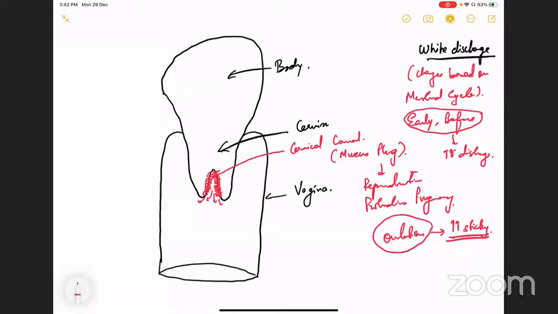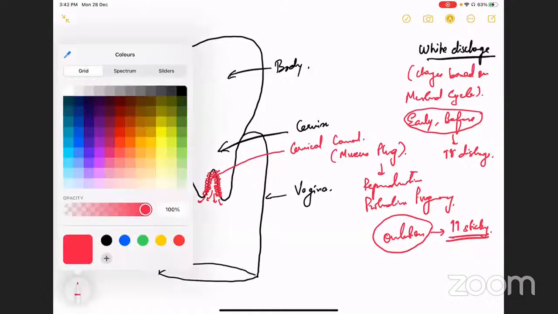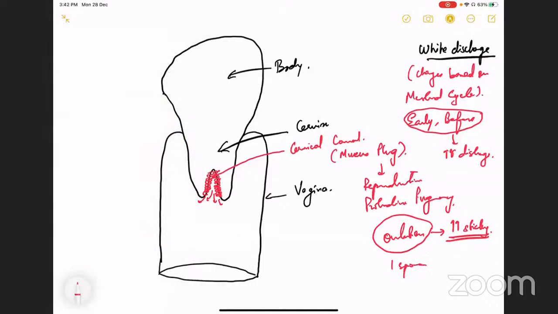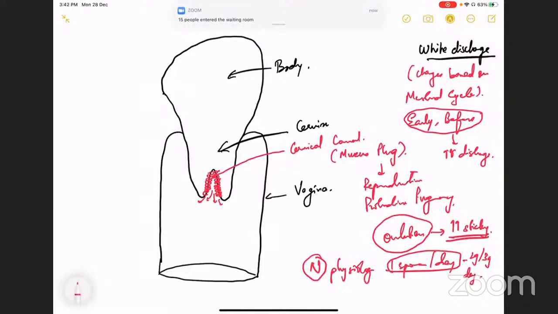Remember, a lady can normally have approximately 1 spoon a day. If I look at the amount of discharge, it can be 1 spoon a day, which can correlate to approximately 2 to 3 grams per day. So for a lady, it is actually normal to have physiological white discharge. This is what is called physiological white discharge. This is considered to be absolutely normal.